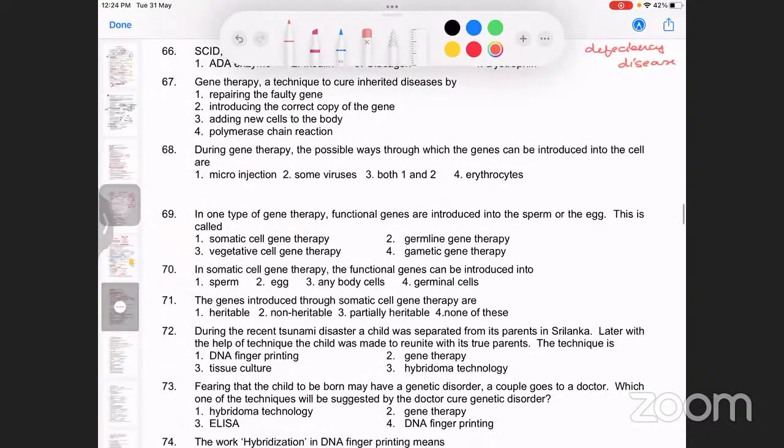Next, during gene therapy, the possible way through which the genes can be introduced in the cell: micro injection, small viruses, both 1 and 2, erythrocytes. It is both 1 and 2. Micro injection is a method where directly the genetic material or vector or a plasmid will be introduced into the host body, or we can use small viruses like retroviruses, like HIV, non-infective HIV can be used.